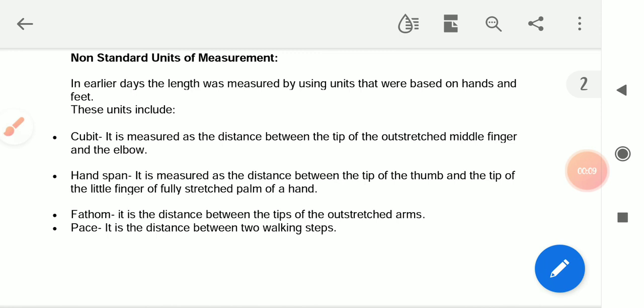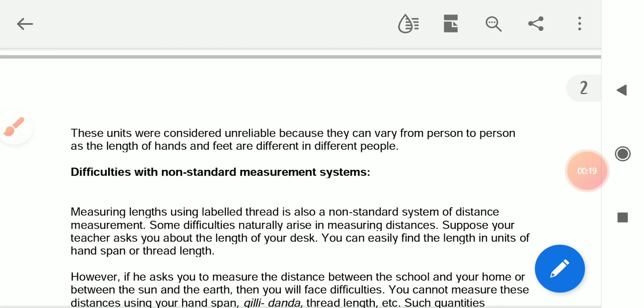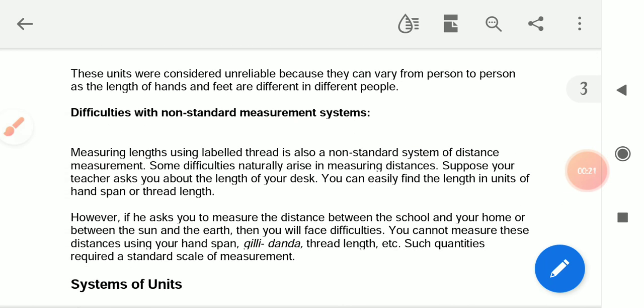Last class we had discussed measurements, the non-standard units of measurement. We are continuing that topic. Last time we studied the cubit, handspan, fathom and pace. Now, the difficulties with these non-standard measurement systems. What are the difficulties? These difficulties naturally arise in measuring distances.